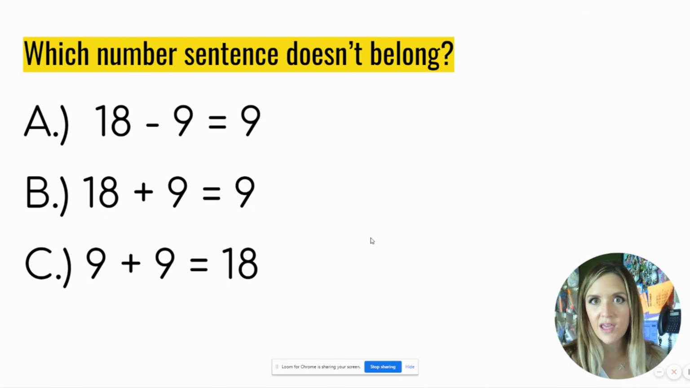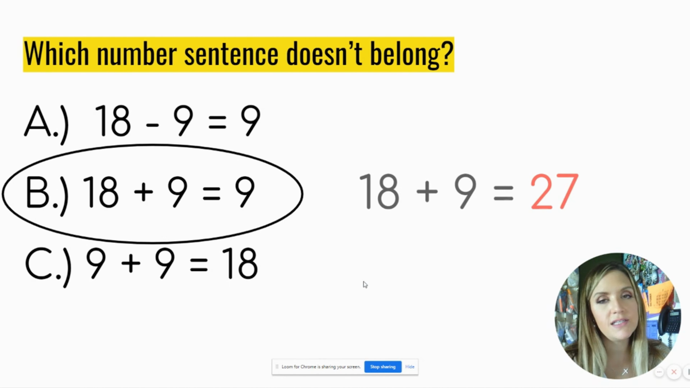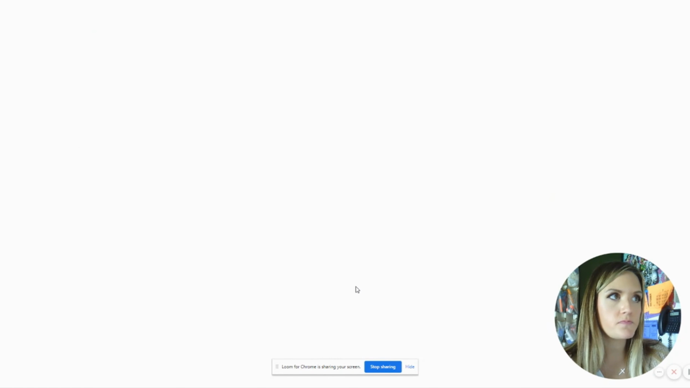So the one that doesn't make any sense is 18 plus 9 equals 9, because if you're adding these two numbers together, the answer would have to be bigger than that. So hopefully you said B. B is the number sentence that doesn't belong. Let's fix it. 18 plus 9. Well, I know 18 plus 10 would be 28. And 9 is 1 less than 10. So 1 less than 28 is 27. And this one is even bigger than the number sentences we memorize. We don't usually go over 20.